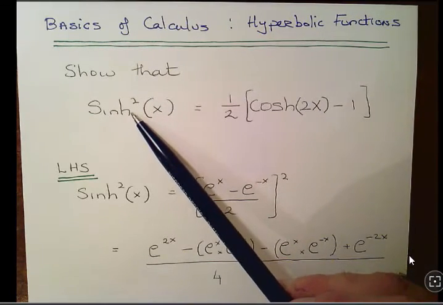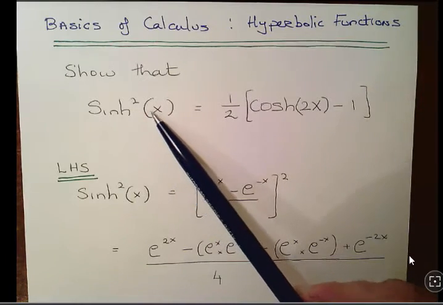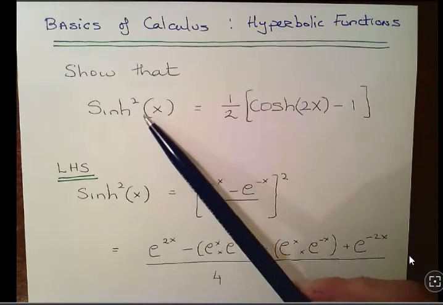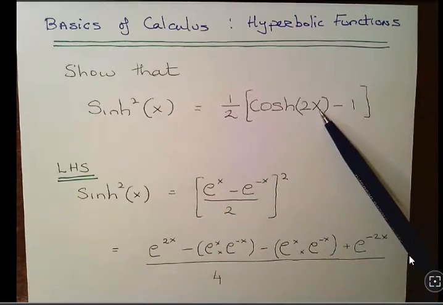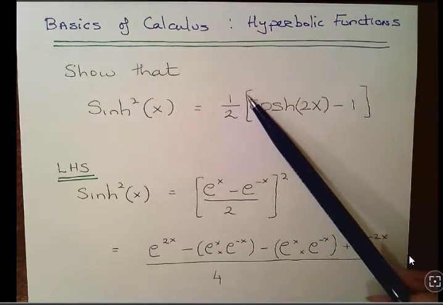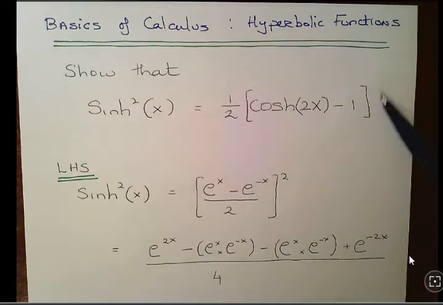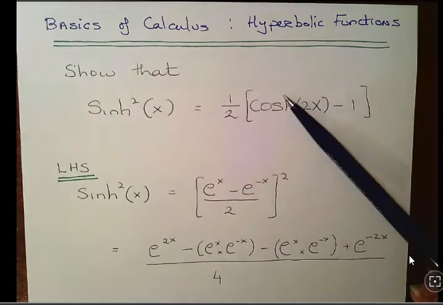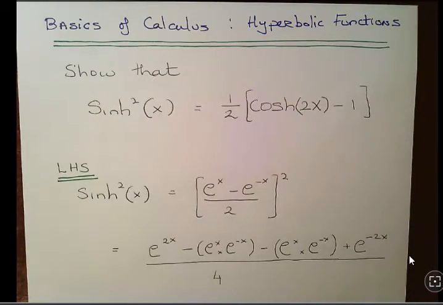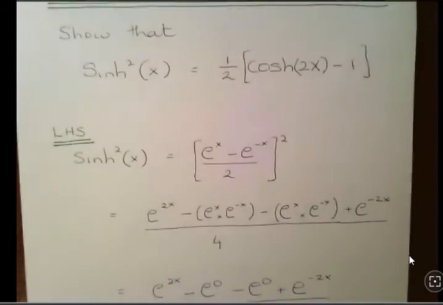So anyway, here we have shine squared of x. Okay, so essentially shine x squared is equal to a half of cosh 2x minus 1. So just remember that minus 1 is in the brackets. Okay. So essentially what we have to show is that this side is equal to this side, okay? So it's a very straightforward enough operation, okay?